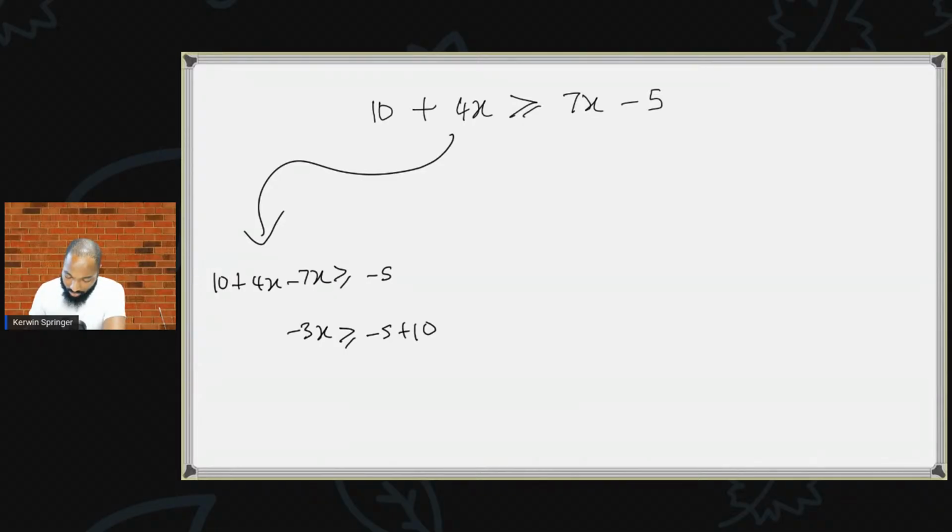And this is not what I wanted to do. Oh, yes, because when I bring across the 10, it will turn negative. And then you get negative 15.